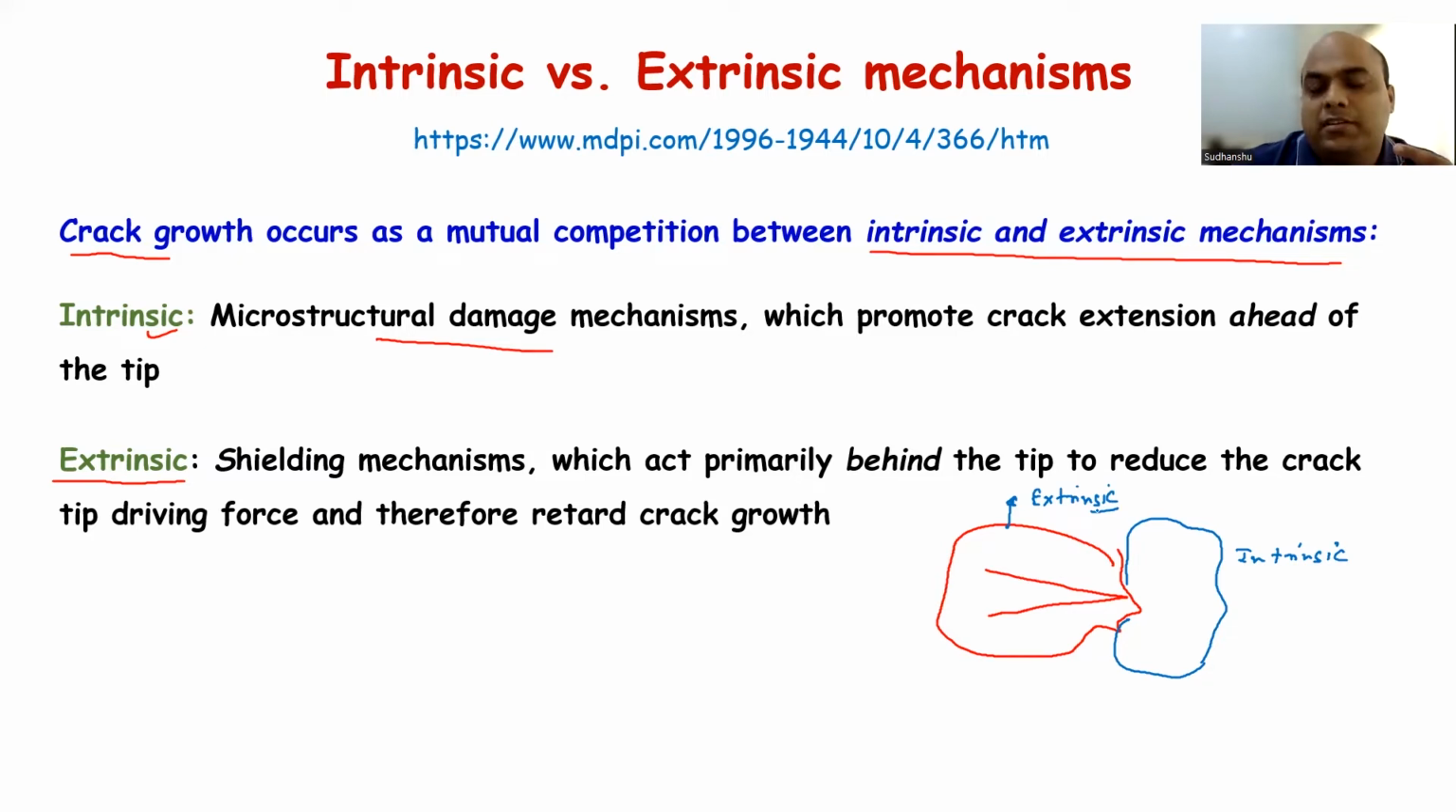They are going to somehow reduce the stress intensity factor at the crack tip so that they restrict the movement or propagation of the crack. Okay, so intrinsic mechanisms promote crack extension. Extrinsic, on the other hand, are shielding mechanisms and they are going to retard crack growth. They are going to reduce the crack tip driving force. And what is the crack tip driving force? That is the stress intensity factor, right? So they reduce that and therefore retard the crack growth. So these are the two mechanisms you are going to observe in a given material.